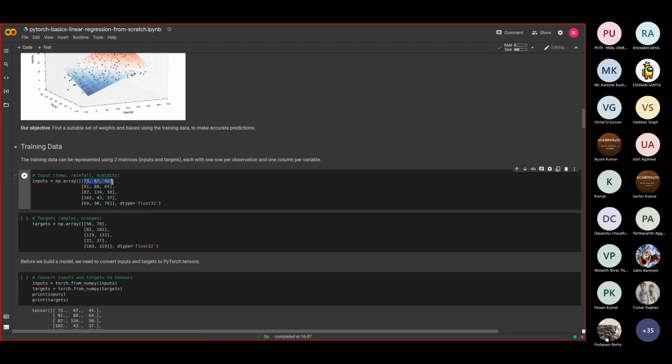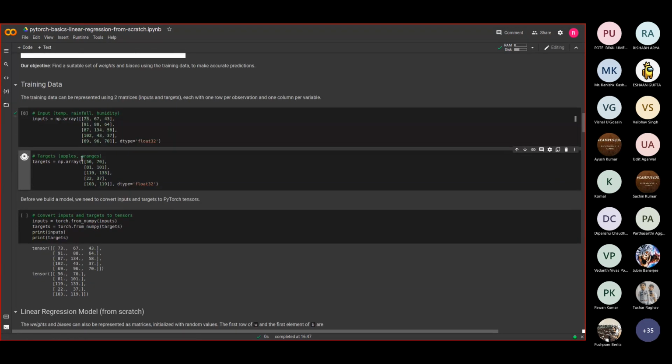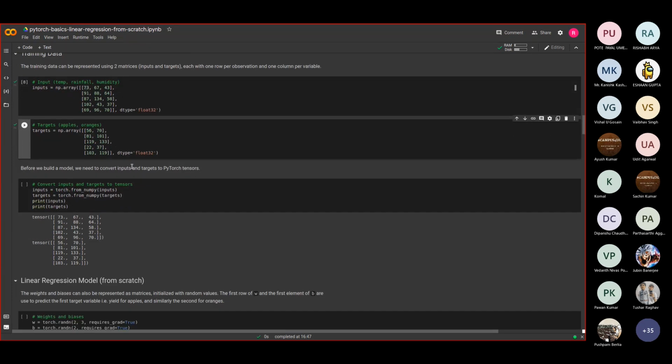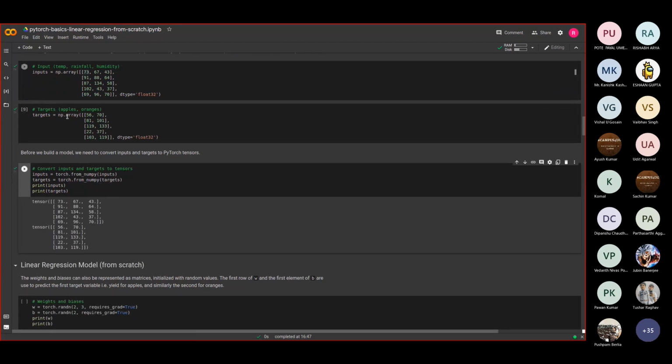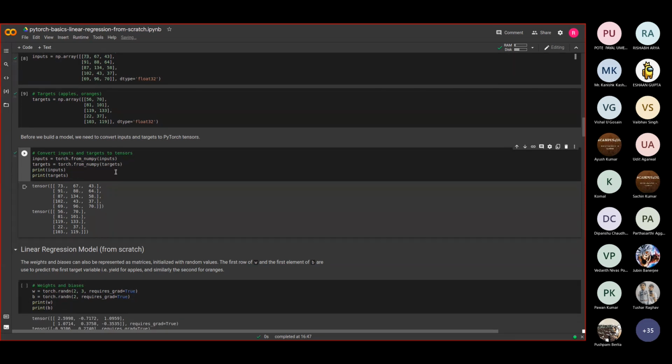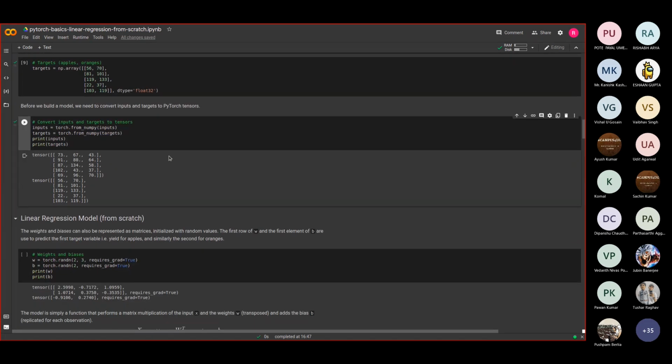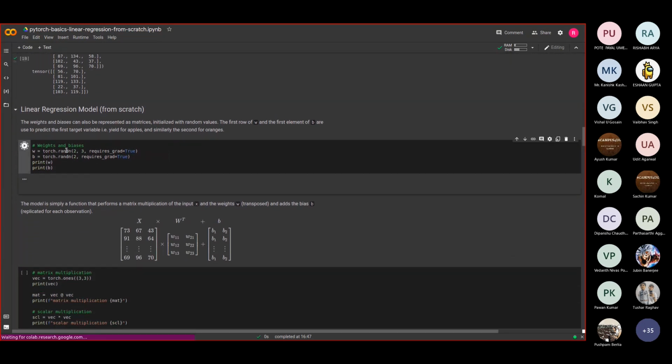So here each row is an input for us, and we have 5 inputs, and each column, like 73, 91, 87, is the temperature, rainfall, and humidity. And the targets here, each row will be our outputs, and each column is for apples and oranges. Then we'll convert our numpy arrays into torch tensors by using from numpy. Okay, so now to write the equation, we initialize weights and biases. The weights will be a 2x3 array, and the bias will be a 2x1 array.